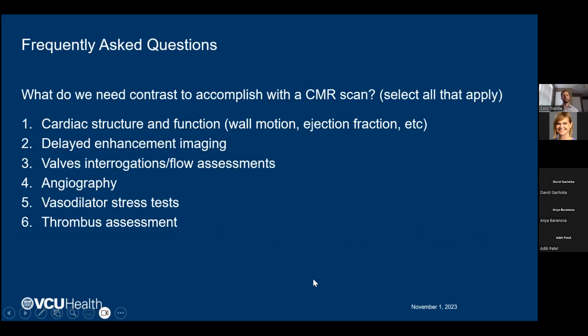Some of the frequently asked questions that we get are, what do we need to use contrast for with a CMR scan? We don't need it for cardiac structure and function. We do need it for delayed enhancement imaging. We don't need it for valve or flow interrogations. You can actually get decent views of the vessels and measurements without it, but for a true proper angiography, you do need it. You do need it for vasodilator stress tests because that's what our perfusion assessment depends on, and you do need it for thrombus assessment because we need those post-contrast long TI sequences to really look for it well.